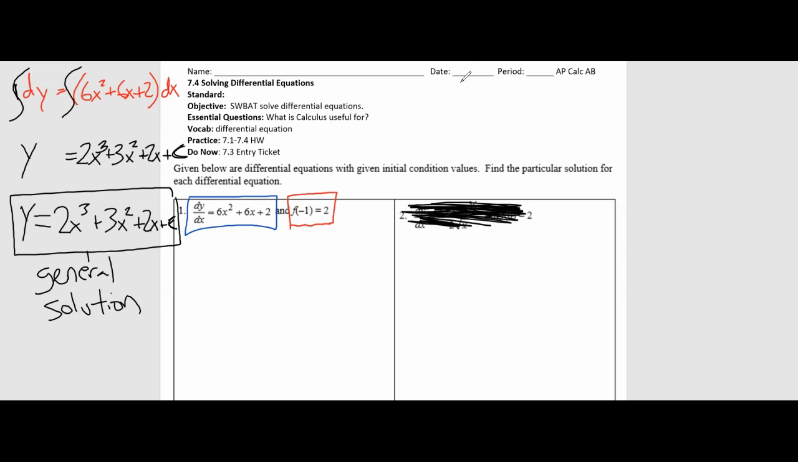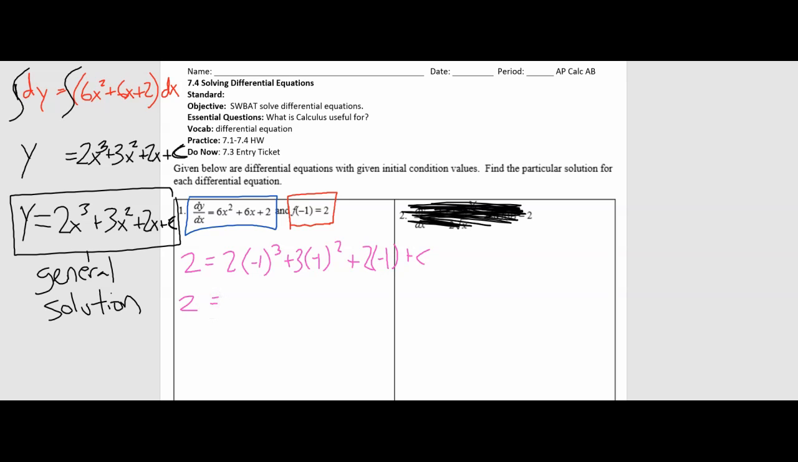So let's take this again. F of -1. Well, you got to think about which of those represents the y value. Well, 2 represents the y value. -1 will be my x value. So I get 2 is equal to 2 times -1 cubed plus 3 times -1 squared plus 2 times -1 plus c.